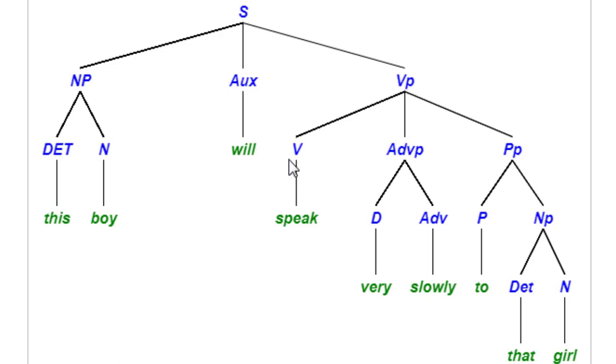The verb phrase contains a verb, an adverb phrase, and a prepositional phrase. The verb is "speak." The adverb phrase also contains a degree adverb, which is "very," and an adverb, which is "slowly." The prepositional phrase contains a preposition, which is "to," and a noun phrase, which also contains a determiner and a noun. The determiner is "that," and the noun is "girl."